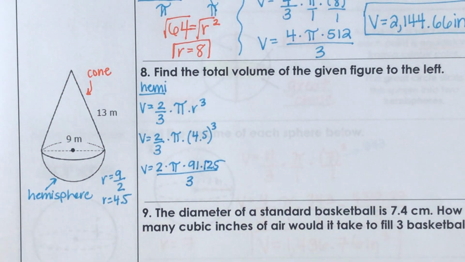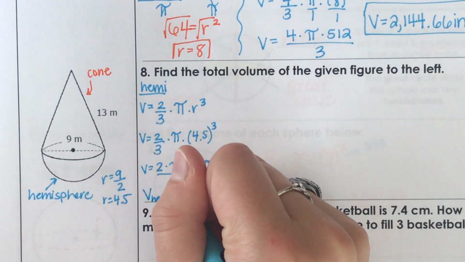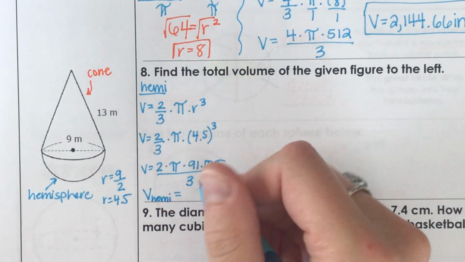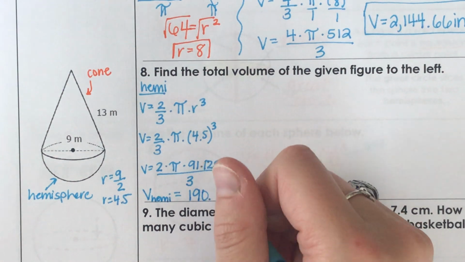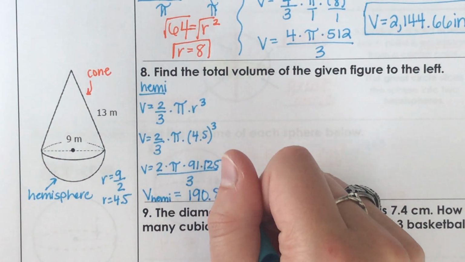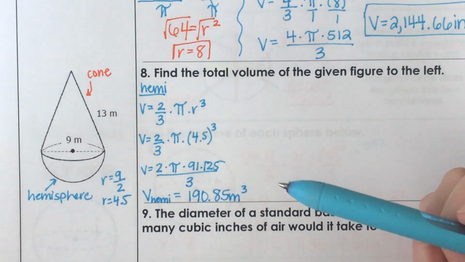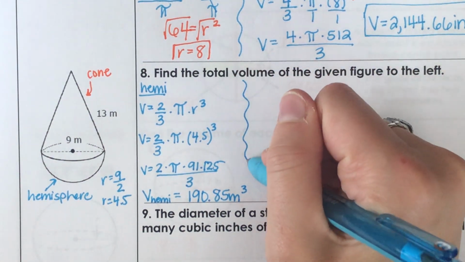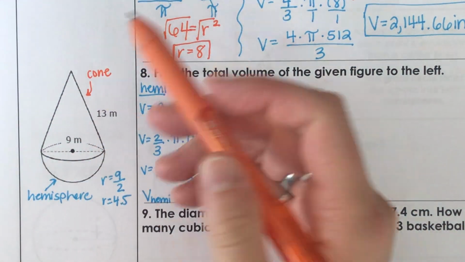So when I do that, just put it in my calculator, I get the volume of the hemisphere is 190.85 meters cubed. That's just the hemisphere. Great. Now I've got to find the volume of my cone.